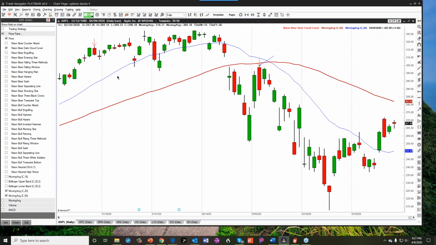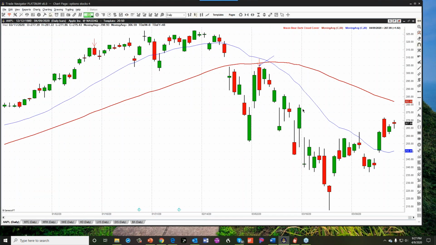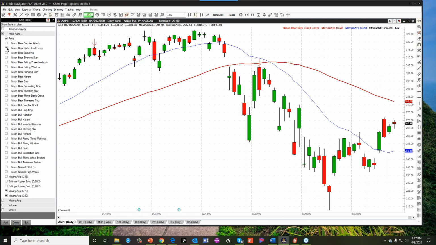Okay, so here's an example of the Nifty candle scanner. We have it for different platforms, but let me show you. Let me get rid of this here just to show you how great it works. This happens to be on Trade Navigator, so I'm highlighting dark cloud cover. Notice over here, there's an arrow. That's a dark cloud cover.